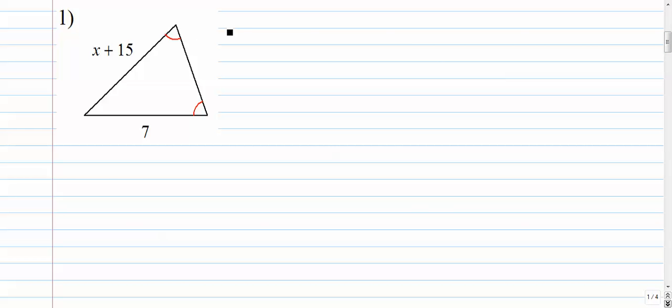So here we have the task to find the value of x. And the only thing we're given are these two angle arches, these red arches. Well, we need to know that if the base angles are congruent, then the sides that are across from them are congruent as well. So x plus 15 is equal to 7. So x is -8.